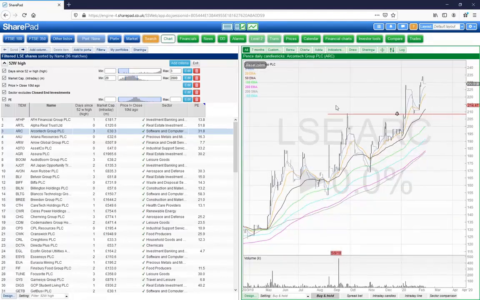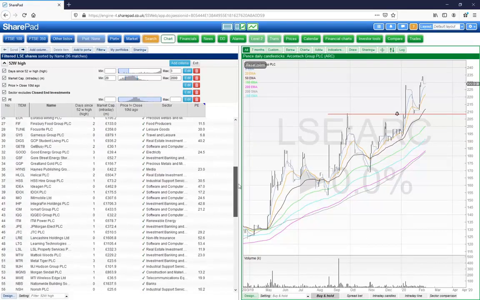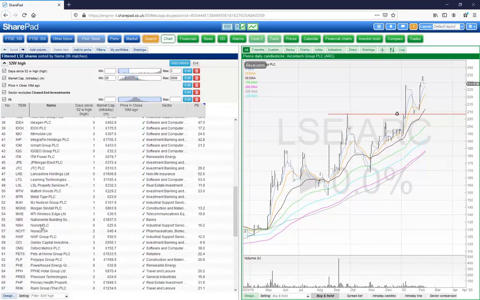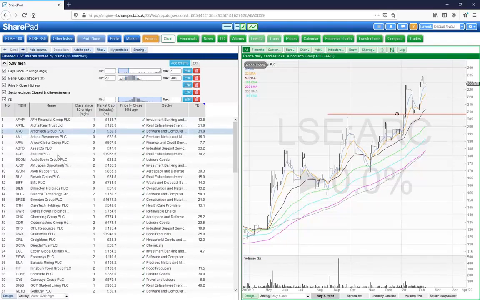Colin McGregor, can you look at Micro Focus? Colin, let's run through a couple of stocks on this filter, then we'll look at Micro Focus. Is it on this filter already? It's not, so it hasn't made a new high recently.